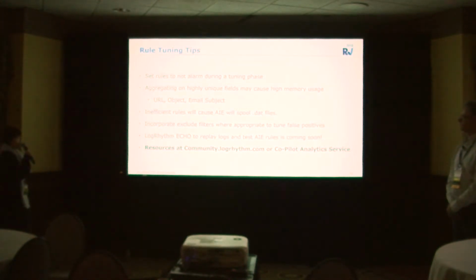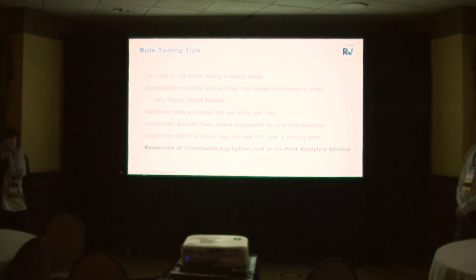Again, watch out for inefficient rules. That might be regex, that might be large lists, that might be using threshold or another type of aggregation on highly unique fields. And a symptom of a rule that needs to be reworked for one of those reasons is spooling DAT files in your AIE data directory. That's a symptom, and the fix is going to be looking at the AIE rules dashboard in Deployment Monitor.